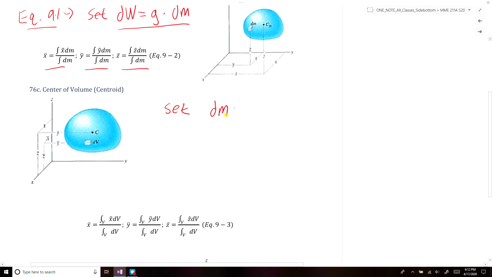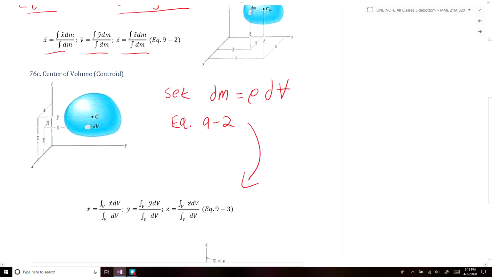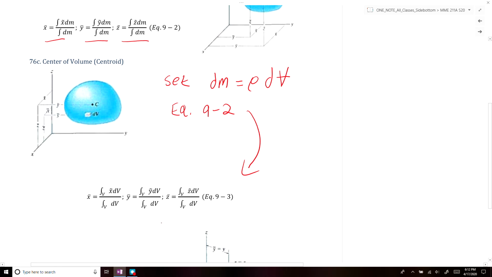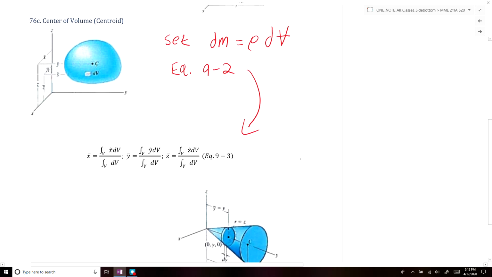So in this case, we can set our differential mass element equal to rho times dv, just using the definition of density. If we plug that in, equation 9-2 becomes the following equation, where x bar, y bar, and z bar in this equation represent the center of volume of our rigid body instead of our center of mass or our center of gravity.